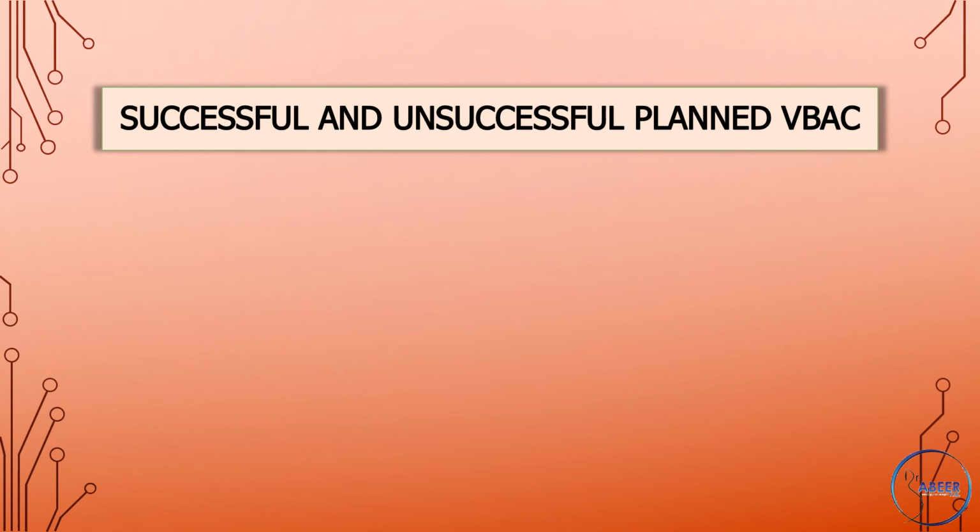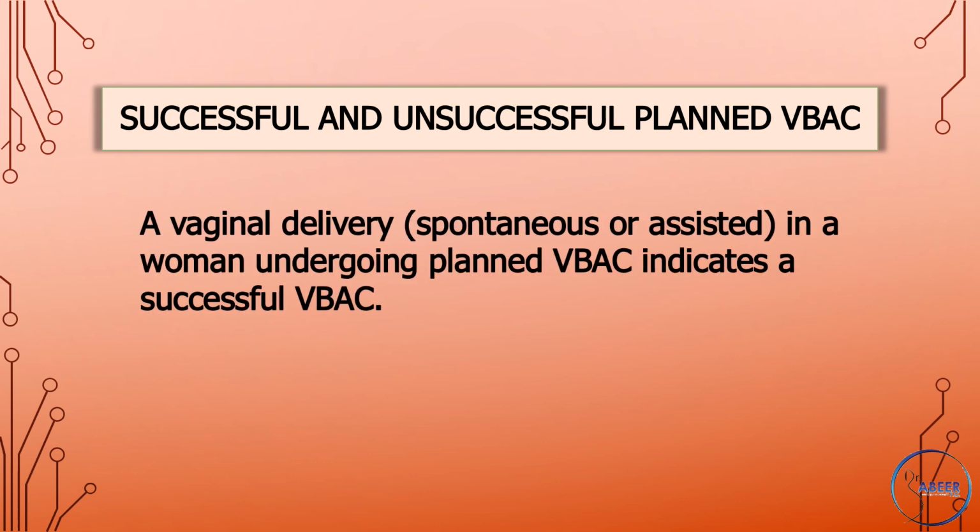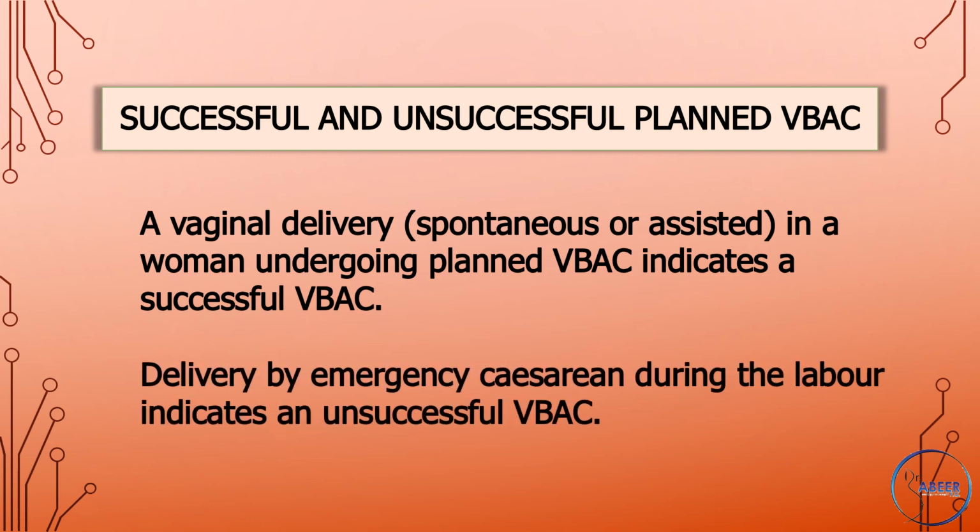Successful and unsuccessful planned vaginal birth after previous cesarean delivery. A vaginal delivery, spontaneous or assisted, in a woman undergoing planned vaginal birth after previous cesarean delivery indicates a successful vaginal birth after previous cesarean delivery. Delivery by emergency cesarean during the labor indicates an unsuccessful vaginal birth after previous cesarean delivery.